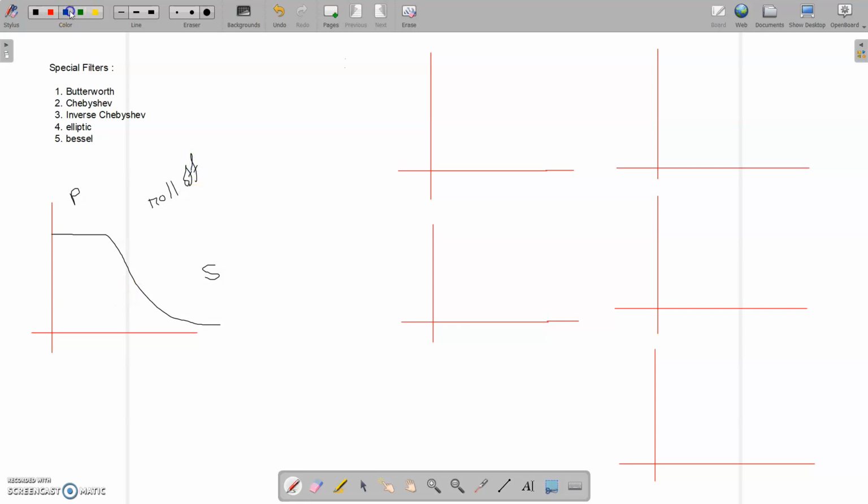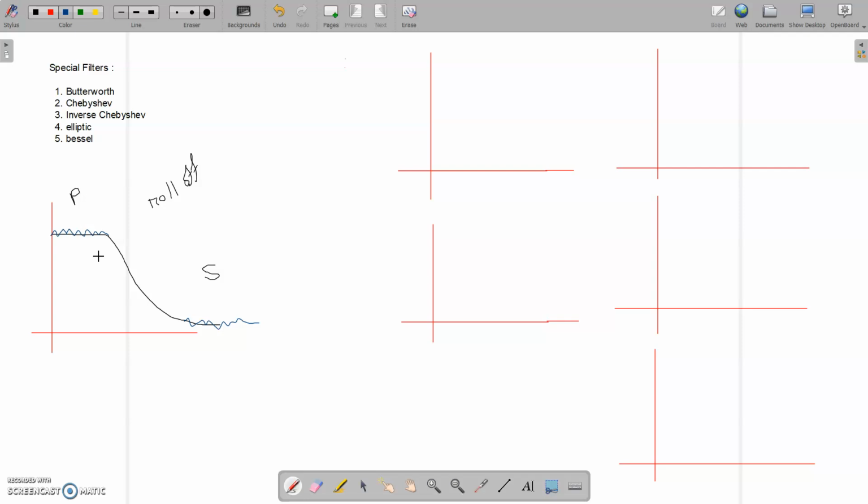Now, the thing is that in real circuit design, we will not get these types of output. We'll get some ripples. This is my pass band, and in the pass band you will find there are some small ripples here. Also on the stop band side, there are some ripples. We'll not get this flat surface like we saw previously. Rather, we'll get some ripples, and sometimes we don't want this kind of ripples.